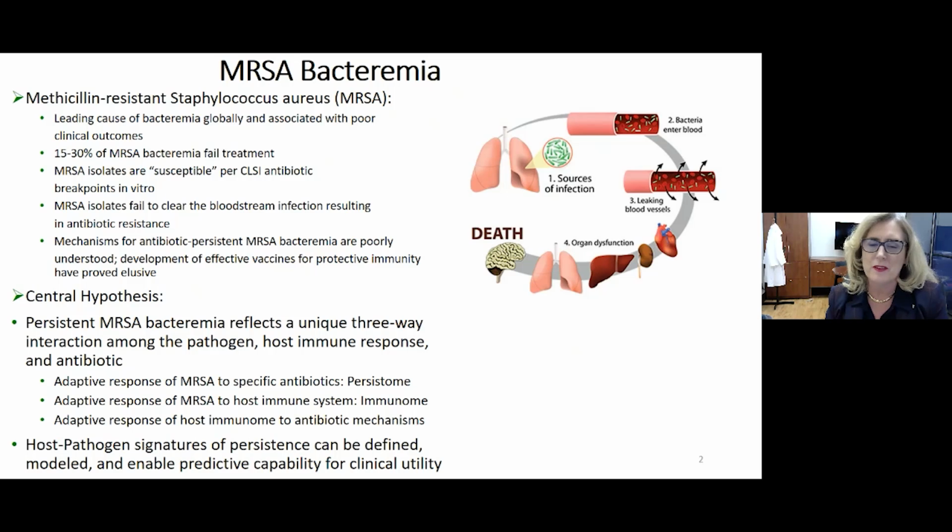So most of you most likely understand the importance of MRSA bacteremia. Methicillin-resistant Staphylococcus aureus is a huge global health problem. It's striking that up to 30% of MRSA bacteremia failed treatment. And although interestingly, the MRSA isolates appear to be susceptible to antibiotics in vitro, unfortunately, they failed treatment when given to patients in vivo. And this results in antibiotic resistance. The mechanisms for antibiotic persistent MRSA bacteremia are poorly understood, and clearly development of effective vaccines for protective immunity have proved to be elusive.